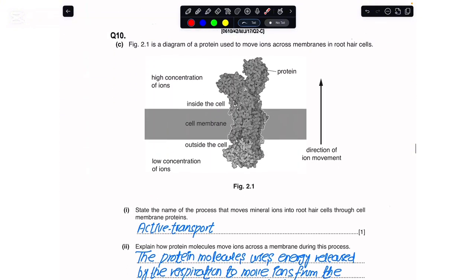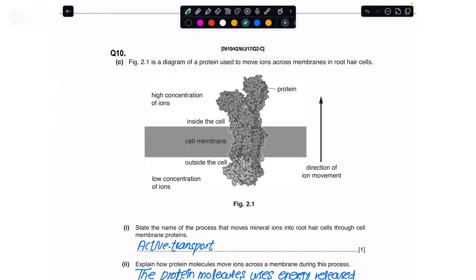Moving onward to question number 10. This is from active transport, and this came in the May/June session of 2017, and the variant of your paper was 4.2. They asked about figure 2.1 that we show you. This is a diagram of a protein, and this protein is used to move ions across a membrane, in the root hair cells.